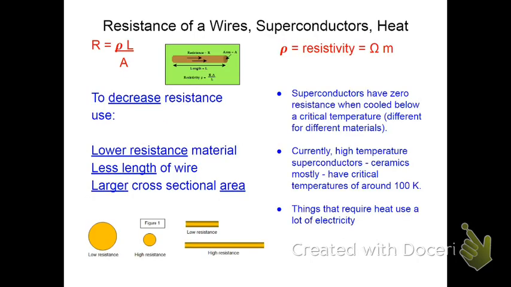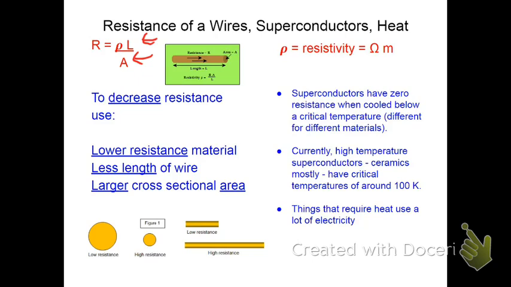So this is all summarized in this slide here. The length, as that goes up, the resistance is going to go up. The area is an inverse proportion with resistance. As the area goes up, the resistance goes down. And for resistivity, high resistivity means high resistance. The units for resistivity are ohm meters.